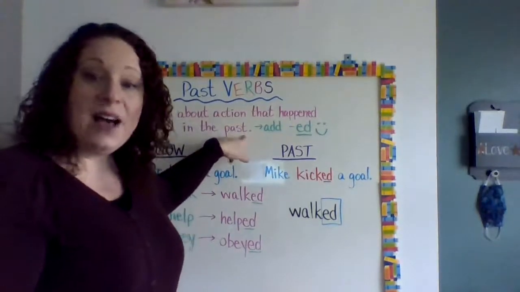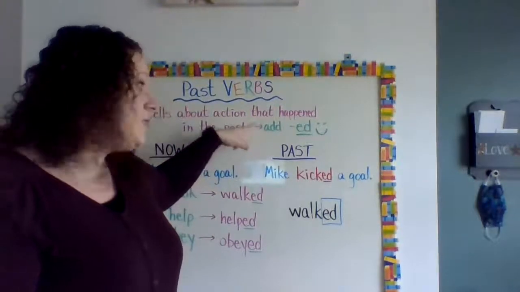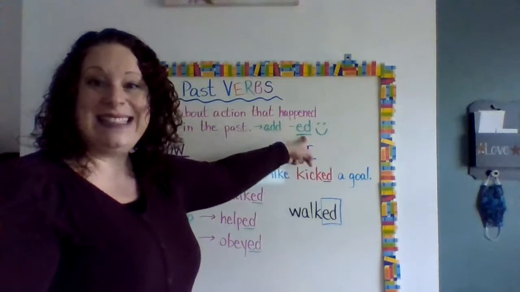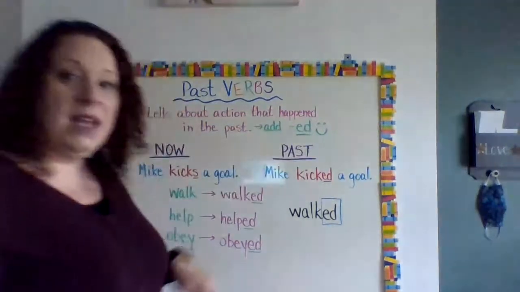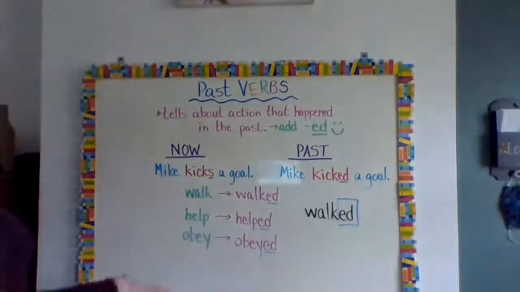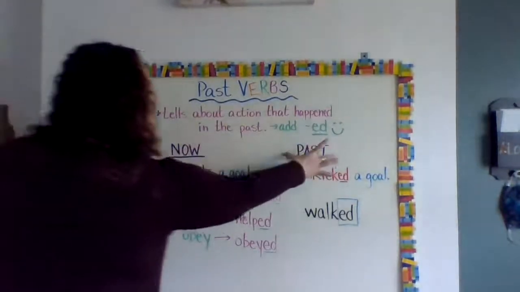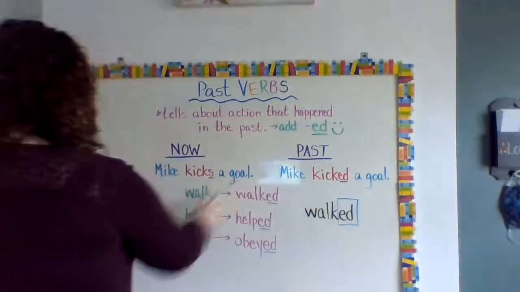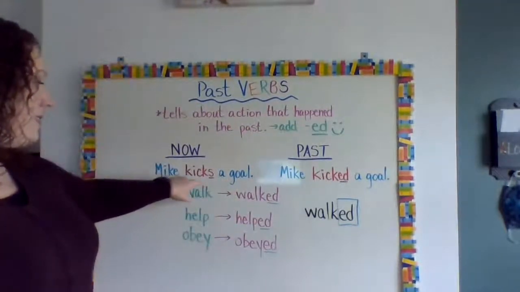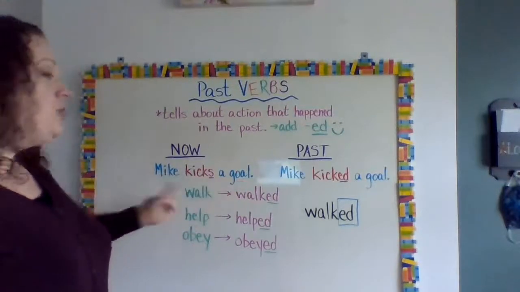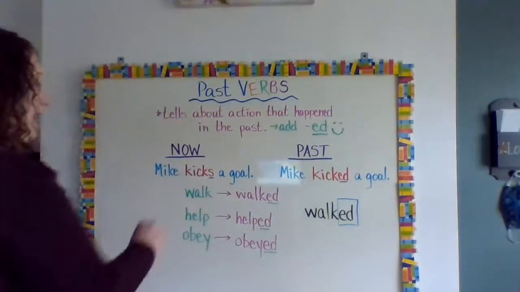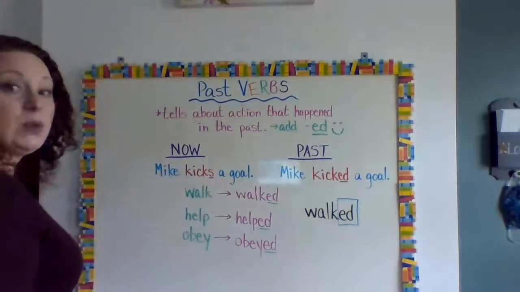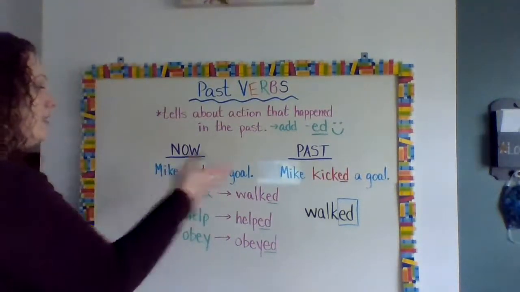When we are talking about verbs in the past, we need to add the suffix or the special ending ed. Okay? So I have two columns for you, a now verb and a past verb. And my example is these sentences right here. Mike kicks a goal. Notice that the verb is in red, and I underlined in purple the suffix or the ending.